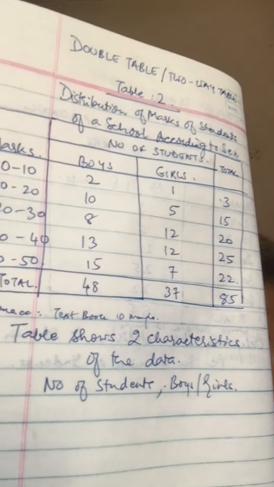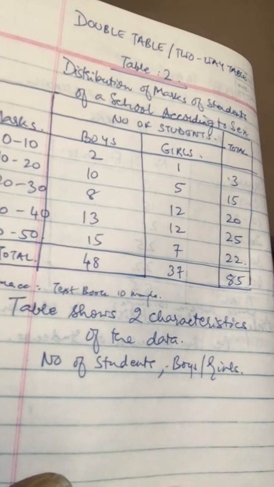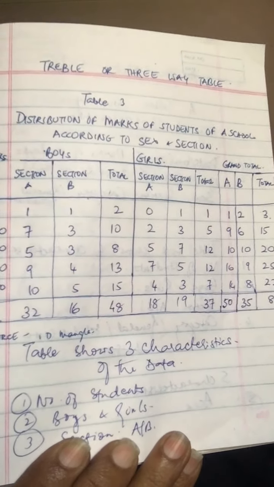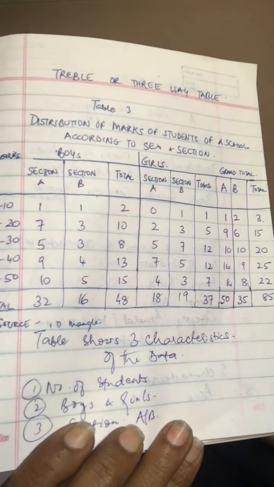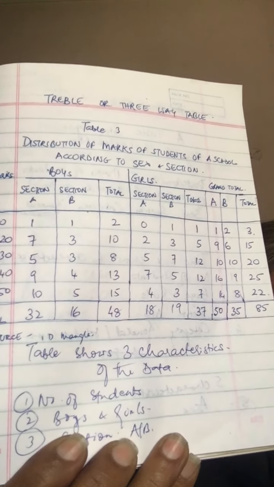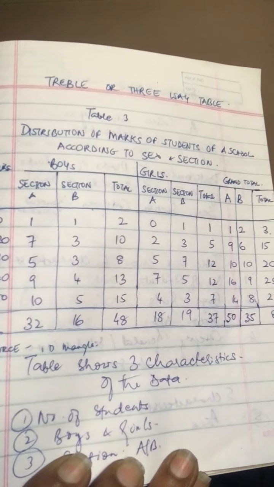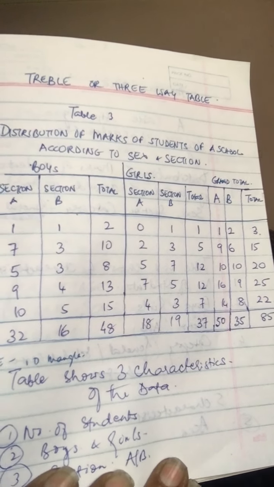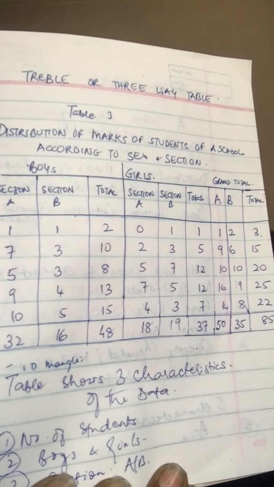Okay, and now we are going to do a treble table, three-way table, in which we will add another characteristic to it. So then that becomes a treble table, right? Just have a look. Now look at this. The tables get a little unwieldy when you're putting in more characteristics in it. So here we go. In this we have 3 characteristics of data.